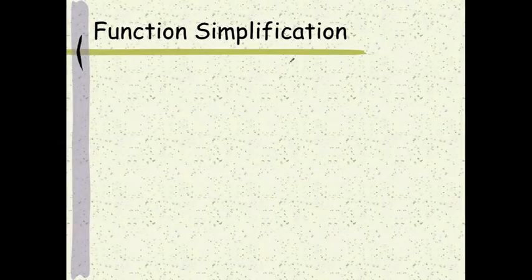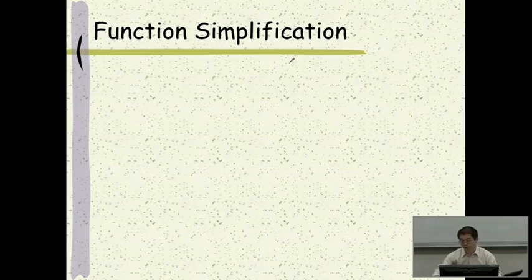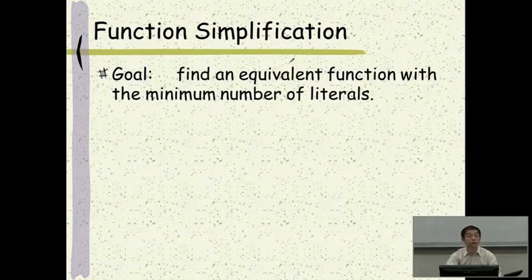So we have learned how to specify Boolean systems or digital systems, and we have learned how to implement it in many, many different ways. And now we want to talk about what will be the best way to implement it, which people call function simplification or function optimization. The goal of function optimization is trying to find an equivalent function with the minimum number of literals.